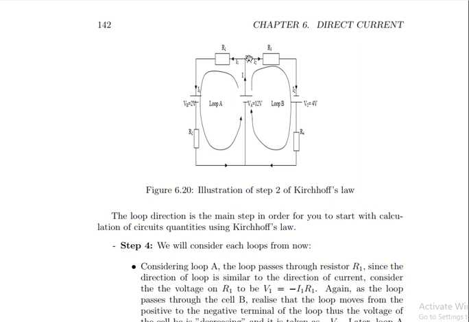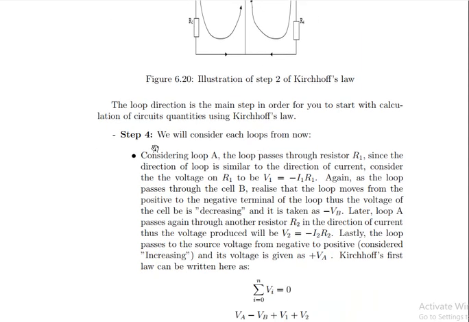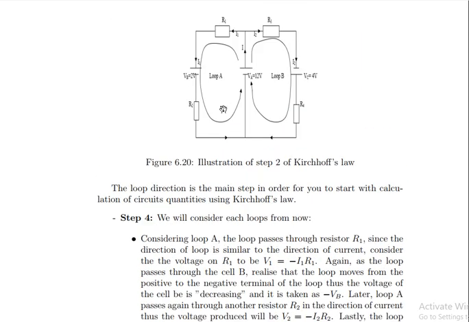So we have current here that is going to split into I1 and I2, and these loops are in the direction of current. So we have loop A in the direction of current here, and we have loop B in the direction of current here. In step 4, we are going to consider loop A and loop B.